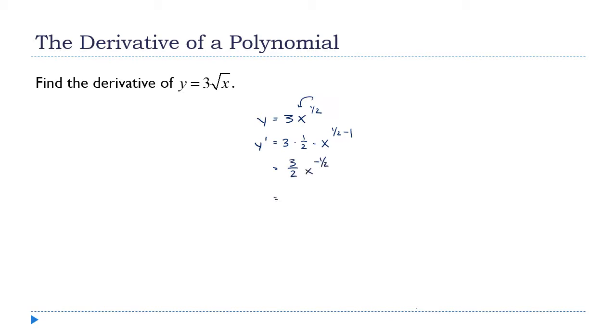And now let's clean up a little bit. This is 3 over 2 x to the 1/2, which is 3 over 2 times the square root of x, and that's it. I'm done. There's my derivative, really quick with this great power rule.